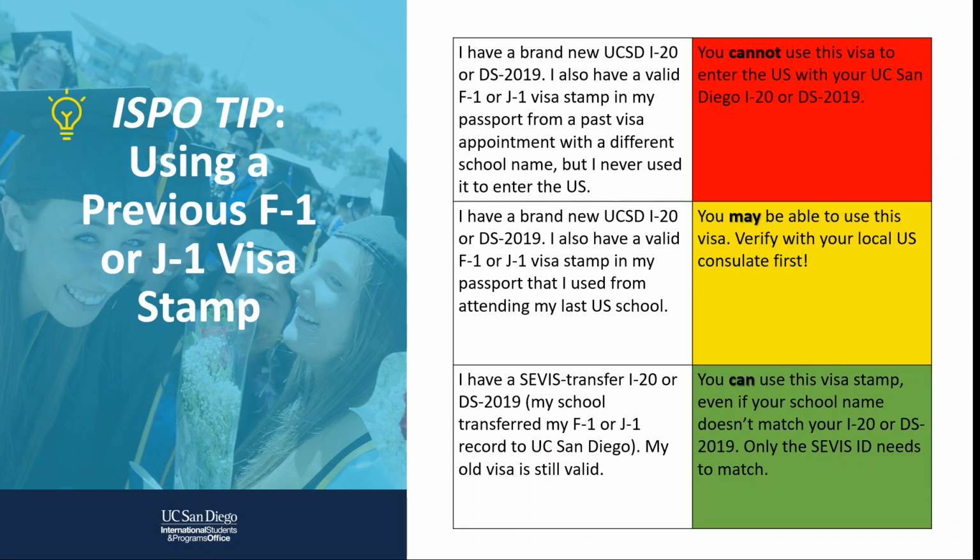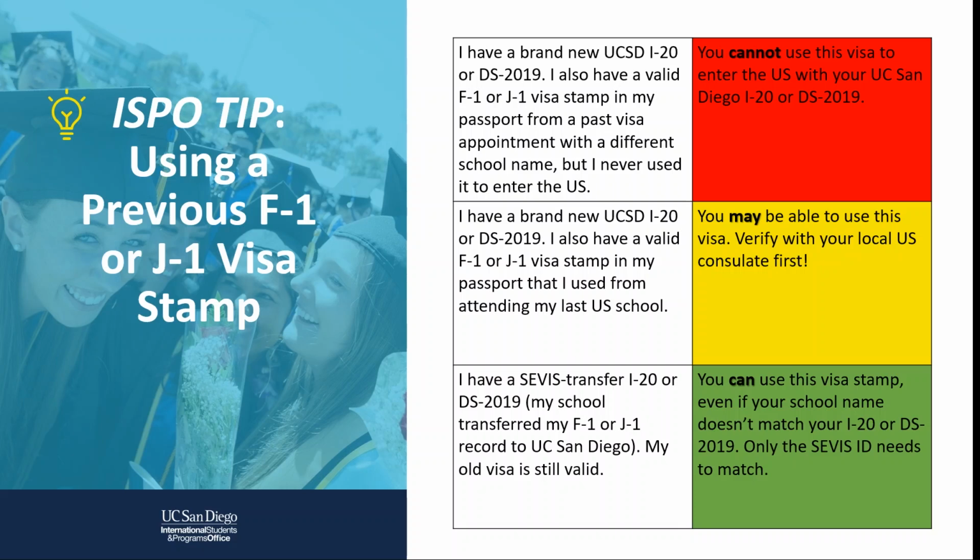Now for a few other ISPO tips. If you have a valid F1 or J1 visa stamp in your passport from a previous U.S. school that has not been used for entry into the U.S. or activated before, you cannot use this with your initial I-20 or DS-2019 to enter the U.S. You will need to apply for a new visa stamp with a SEVIS ID that matches your visa documents and reflects UC San Diego as your school name on it.